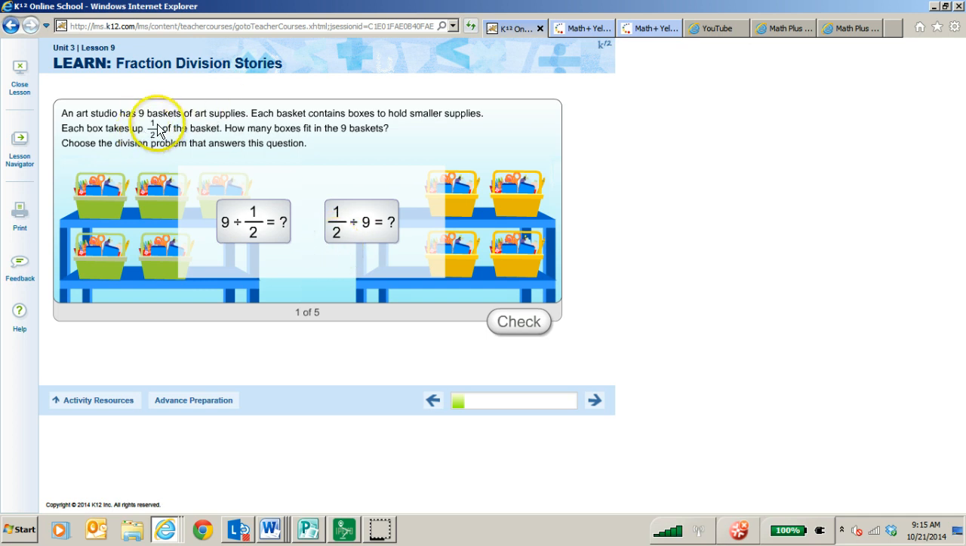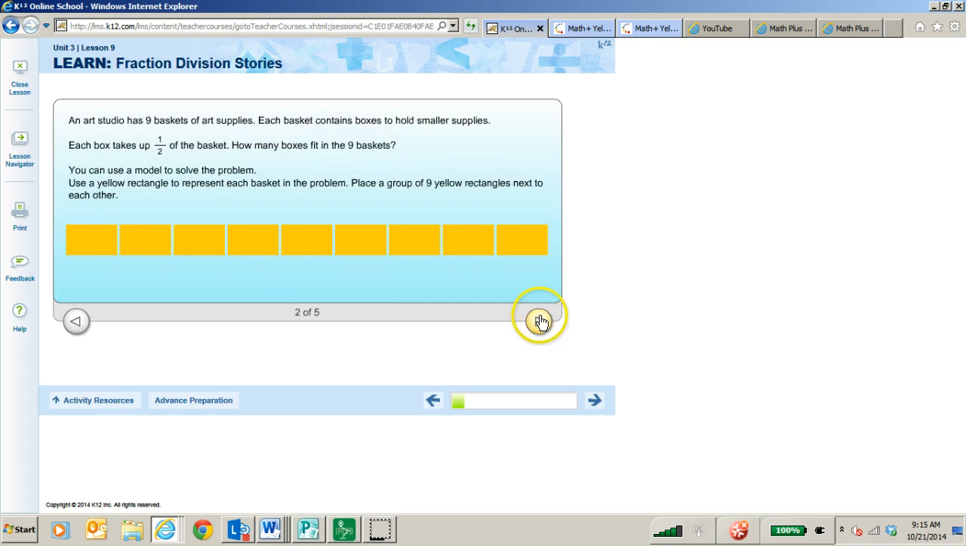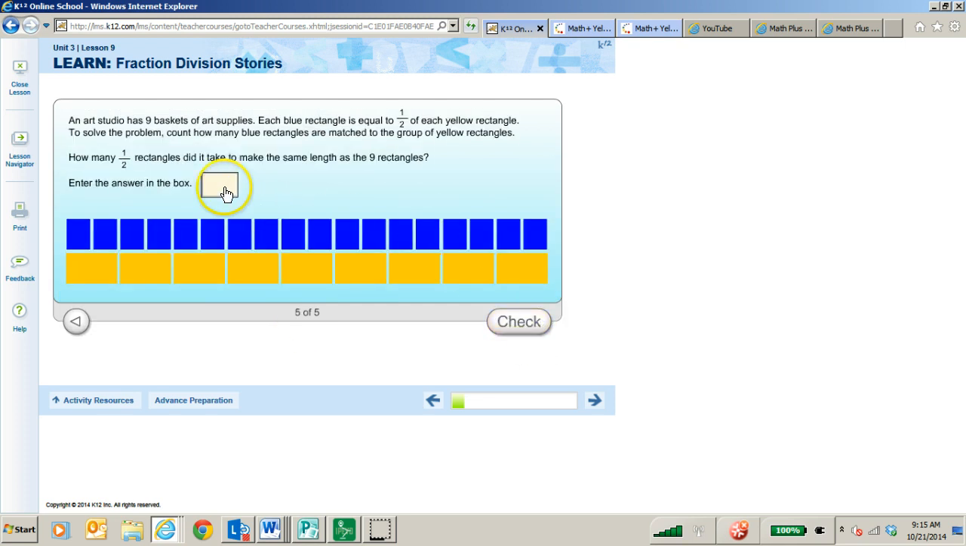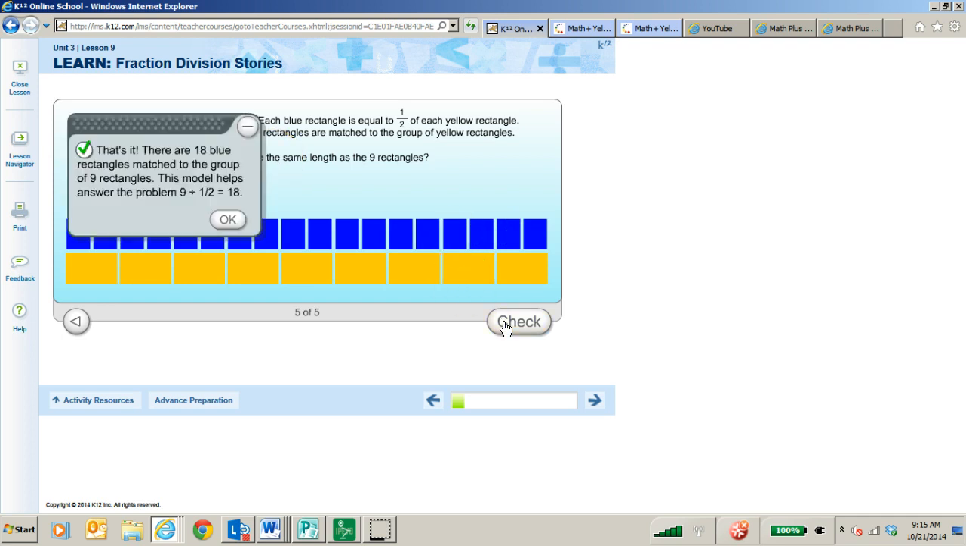An art studio has 9 baskets of art supplies. Each basket contains boxes to hold smaller supplies. So we have our whole, 9, and we're dividing it. Each box takes 1/2. So we're starting with the whole and dividing it into halves. And then they go through and model what that means so that you can see that after you do that, how many halves do you have? And there would be 18.